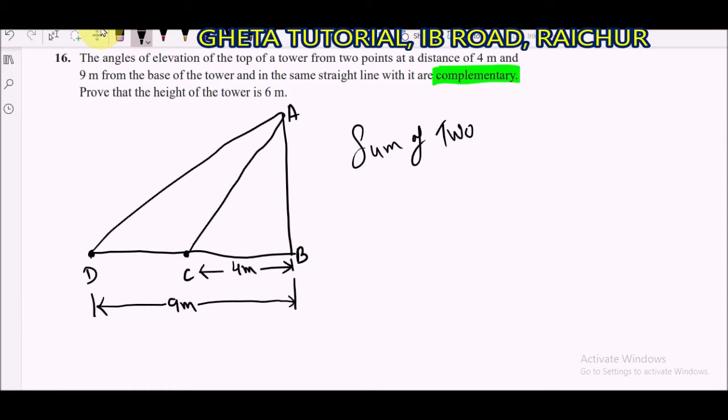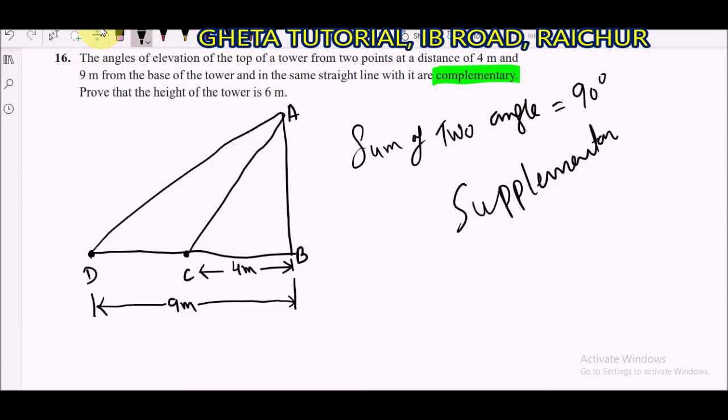Sum of two angles should be 180 degrees, sir. 90 degrees, sir. Students are not listening to the question. Complementary, supplementary, I think you forget the meaning. Supplementary means the sum of the two angles is equal to 180 degrees, and complementary means the sum of the two angles is equal to 90 degrees.